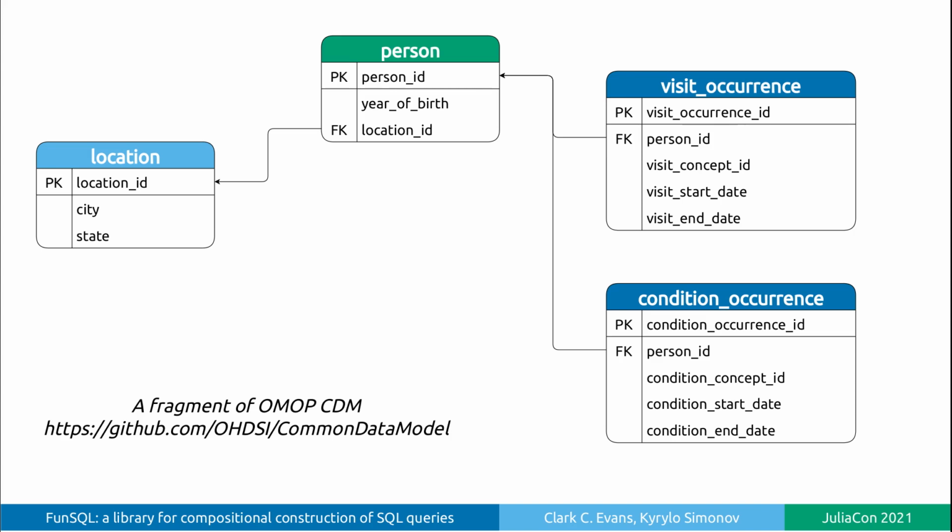As typical in healthcare, this schema is patient-centric. The person table stores information about patients, including basic demographic data. Patient addresses are stored in a separate table called location. The bulk of patient data consists of clinical events, encounters with healthcare providers, recorded observations, diagnosed conditions, prescribed medications, etc. In our examples, we will only use two types of events: visits and conditions.